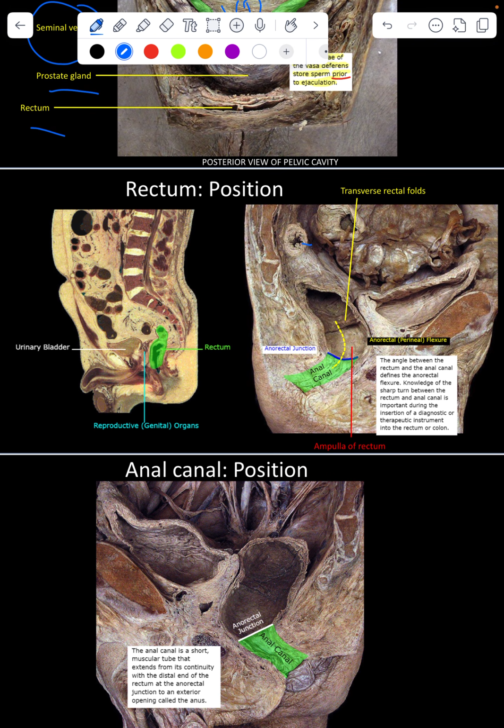So this is your rectum. This is after it goes through the whole large intestine, whatever. And then under is the anal. So this is the anal rectal junction. This whole thing is the anal canal. Between them is the flexure, anal rectal flexure.